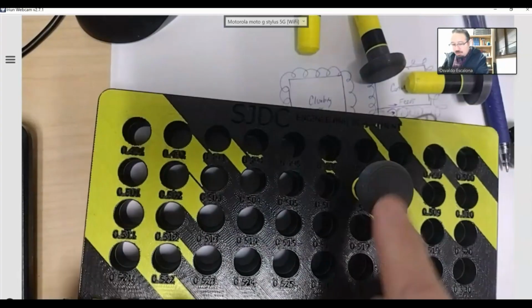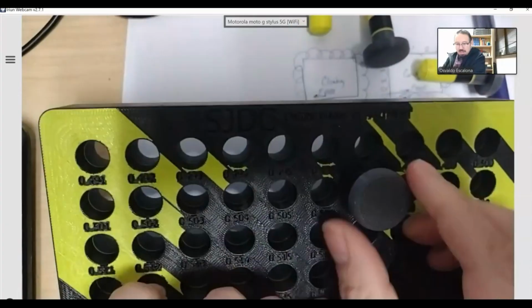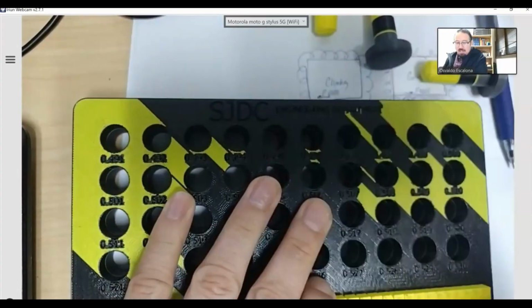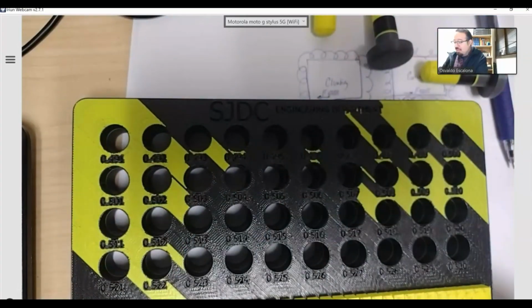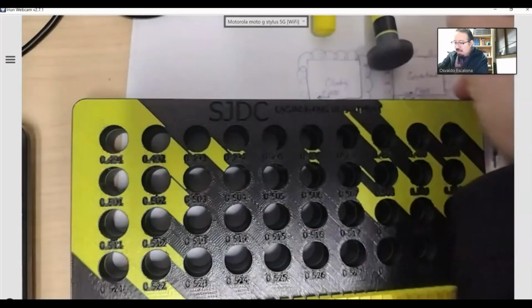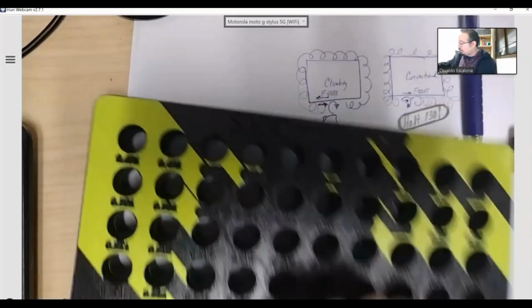Okay, so look at this. I'm going to put it inside, all the way in, and I cannot move it. And I can take it out, but it's a little bit harder to take out. This is what we call a push fit. I can put it inside, and it will be a little bit harder for me to take it out, but I will not damage the part.